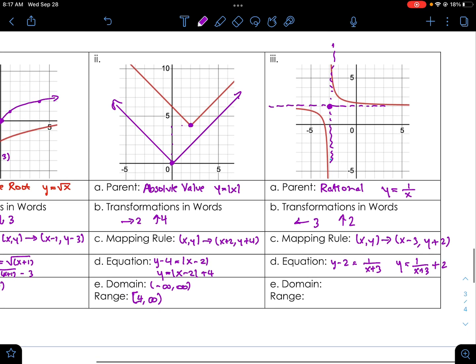And so our domain and range here are a little different. Our domain would be -infinity to -3, union -3 to infinity, and our range would be -infinity to 2, union 2 to infinity.